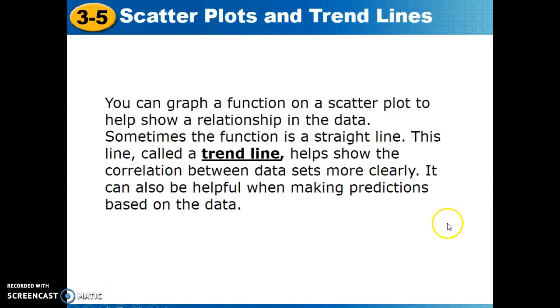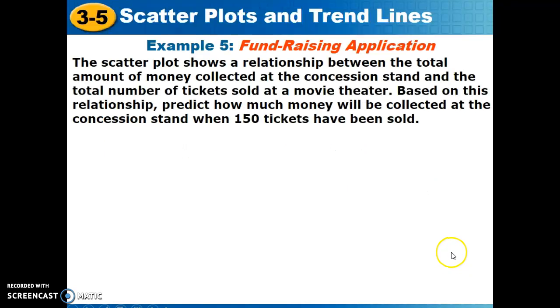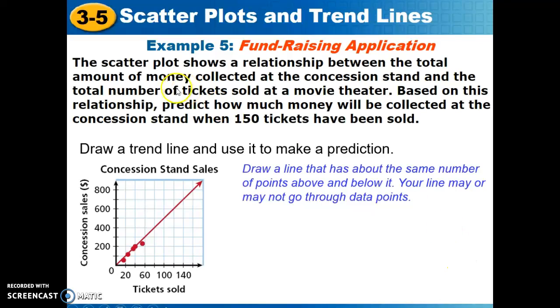Now we know that we can graph a function on a scatter plot to help show a relationship in data. Sometimes the function is a straight line. This line, called a trend line, helps to show the correlation between data sets more clearly. It can also be helpful when making predictions based on data. Let's look at this situation. Concession stand and the total number of tickets sold at a movie theater. Based on the relationship, predict how much money will be collected at the concession when 150 tickets have been sold.